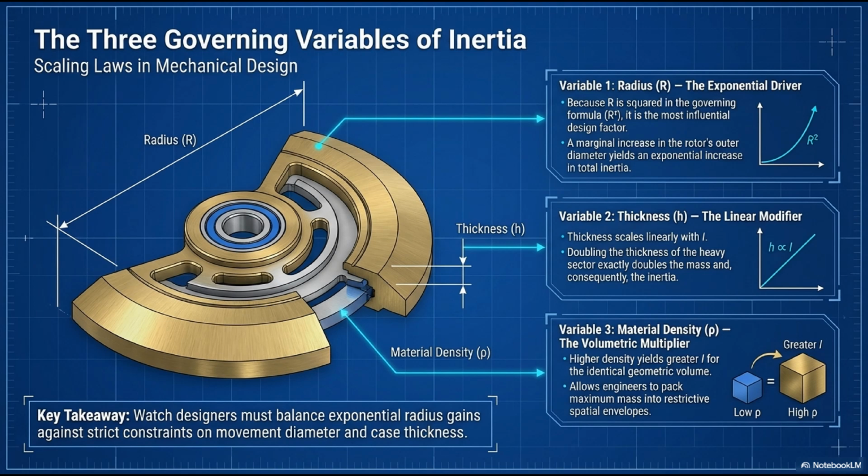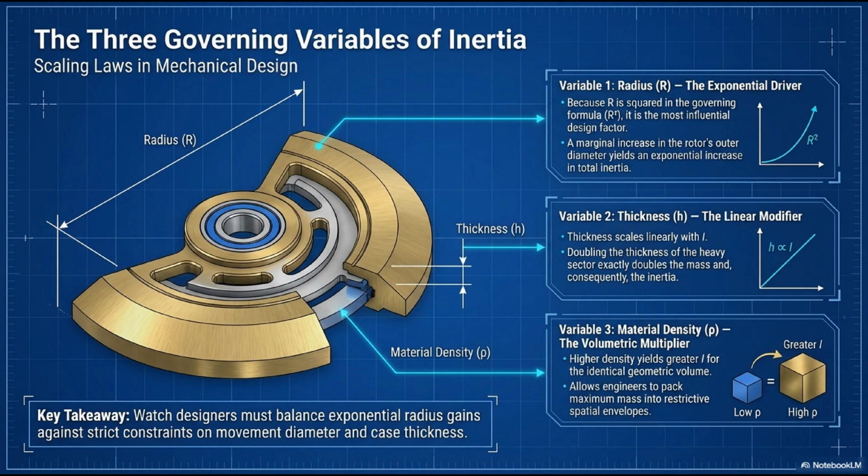Variable 2 is thickness, h. This is the linear modifier. Thickness scales linearly with inertia. If you double the thickness of the heavy sector, you exactly double the mass, and consequently, you simply double the inertia. The graph is a straight line. Variable 3 is material density, ρ. This is the volumetric multiplier. A higher density yields greater inertia for the exact same geometric volume. This allows engineers to pack maximum mass into highly restrictive spatial envelopes.